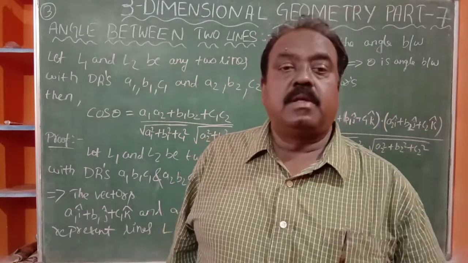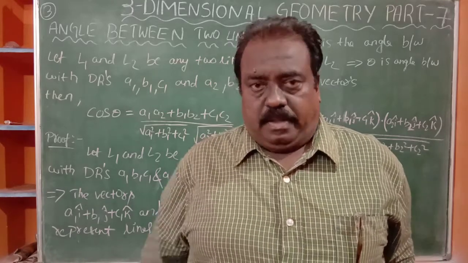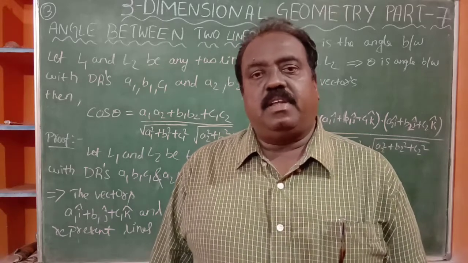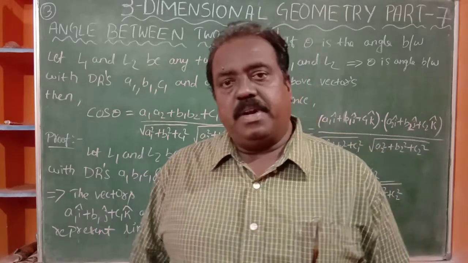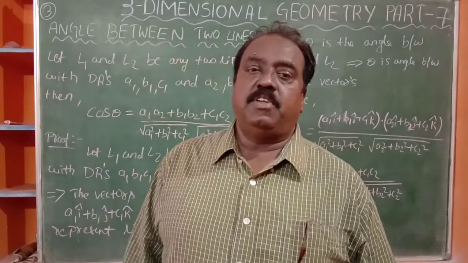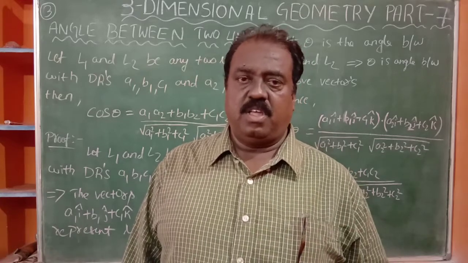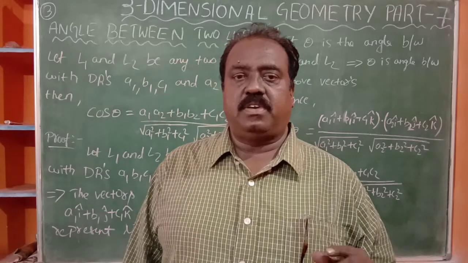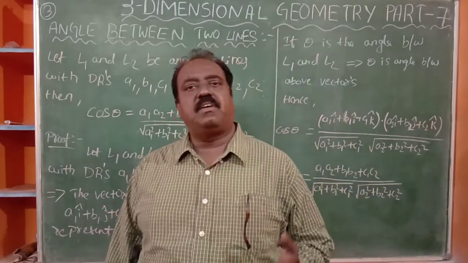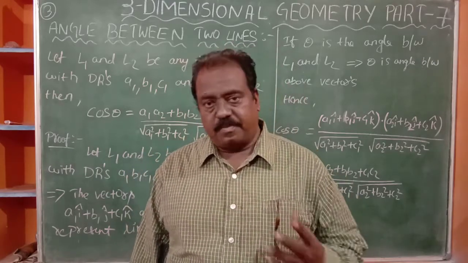We are in the seventh part of three-dimensional geometry, and six parts are successfully over. We discussed the vector equation of a line passing through one point and parallel to a vector b bar. That is, r bar is equal to a bar plus t b bar, where t is some scalar.